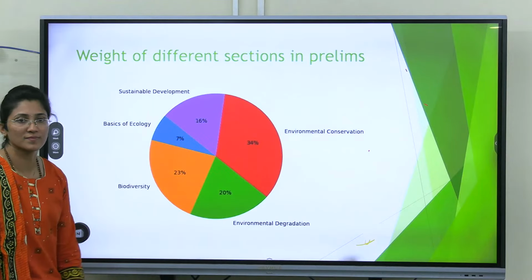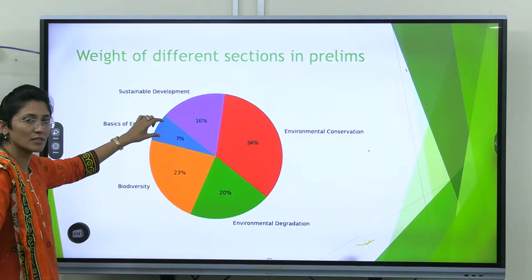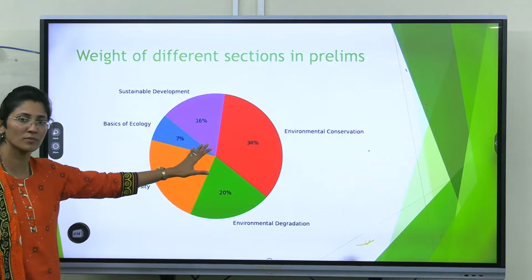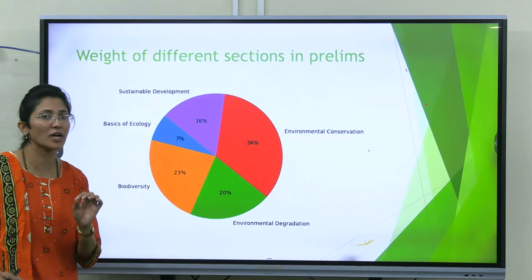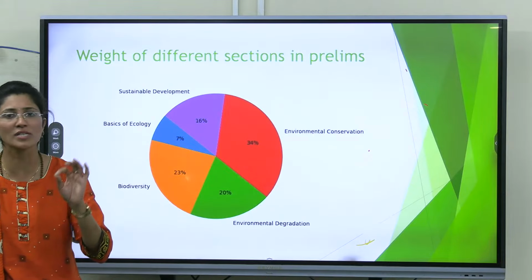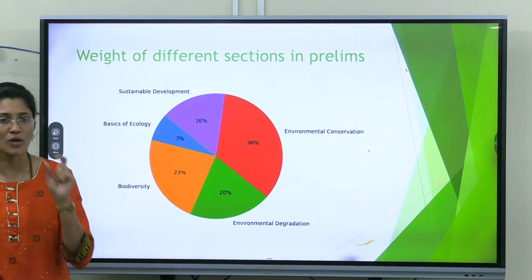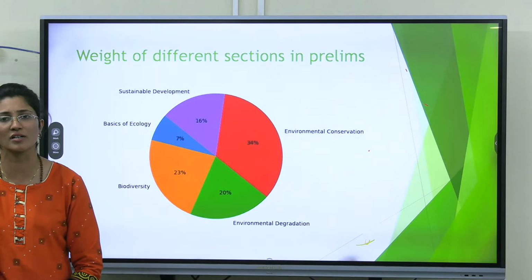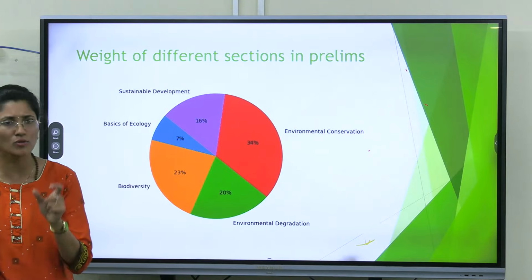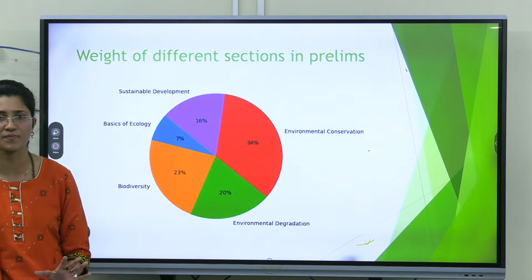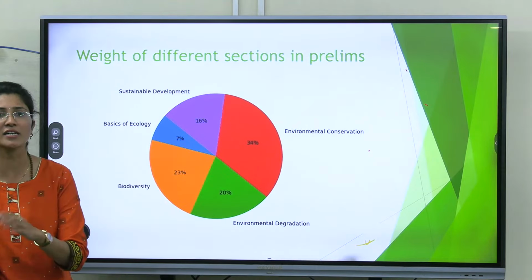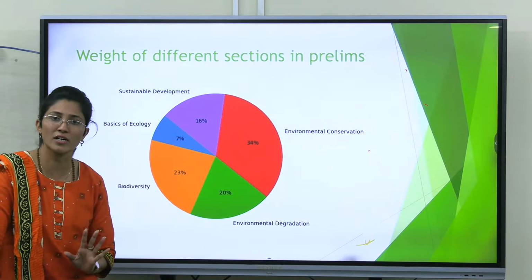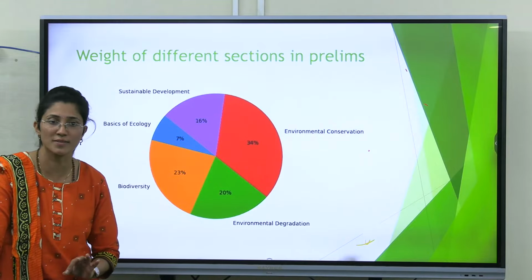Next comes basics of ecology. Please, that is completely static. More than 50 to 60% of environment is derived from current affairs. See, predominantly environment questions can be classified as exclusively static questions, static and current affairs linked questions, and exclusively current affairs questions. Exclusively static questions are very few, and more often you find static and current affairs questions linked. And then exclusively current affairs questions, especially from species.